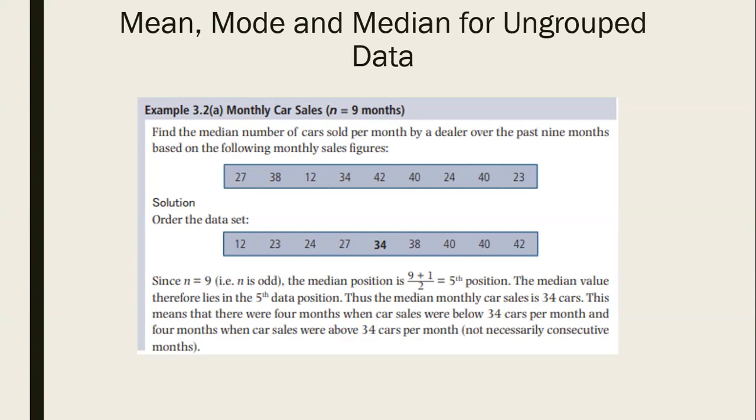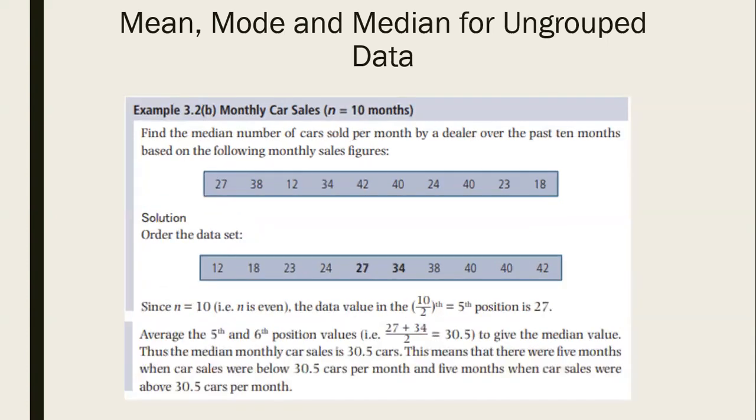This means that there were 4 months when the car sales were below 34. You can see that all the values on the left side are less than 34, right? So you can say that there were 4 months when car sales were below 34 cars per month, and there were 4 months when car sales were above 34 cars per month. That is how you interpret data when it comes to calculating the median.